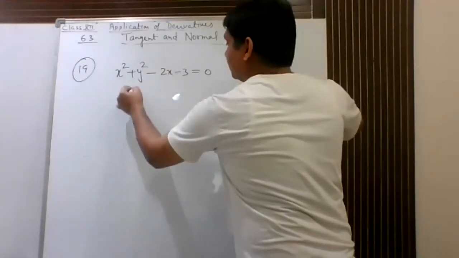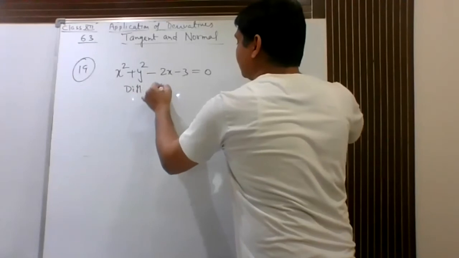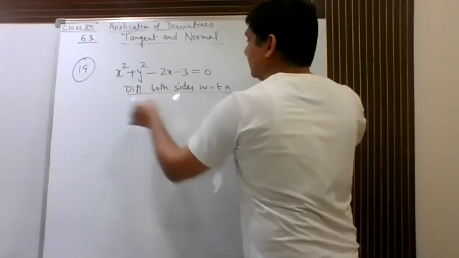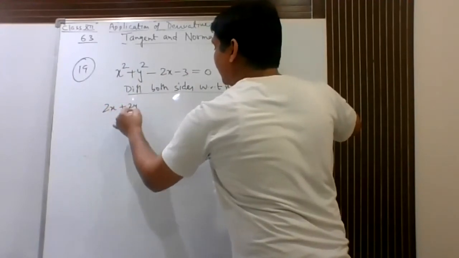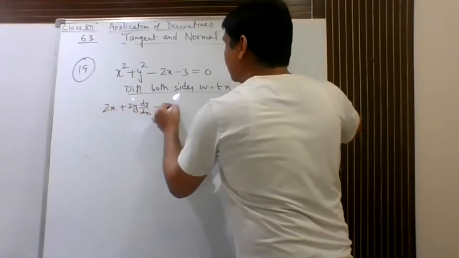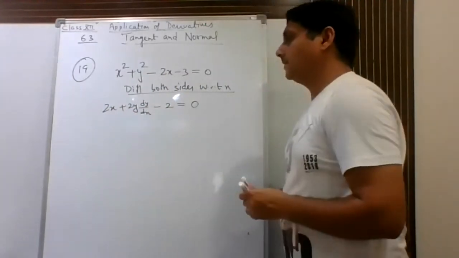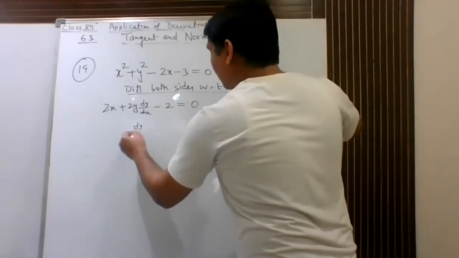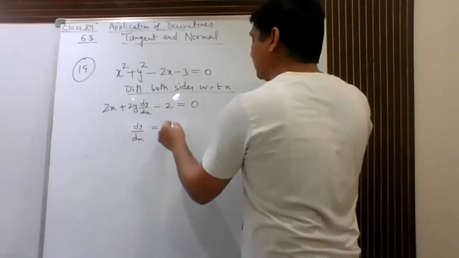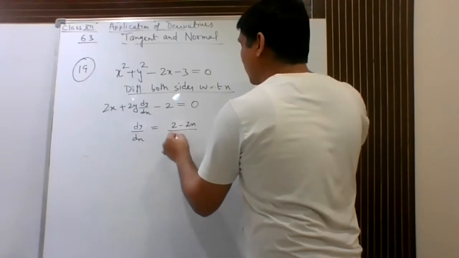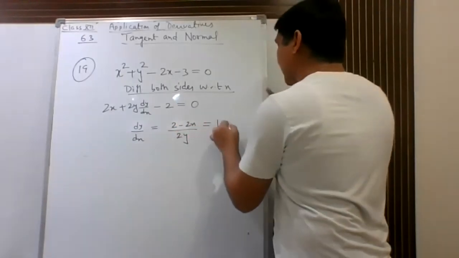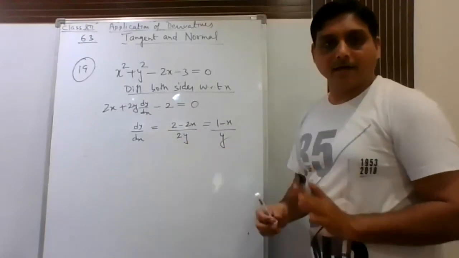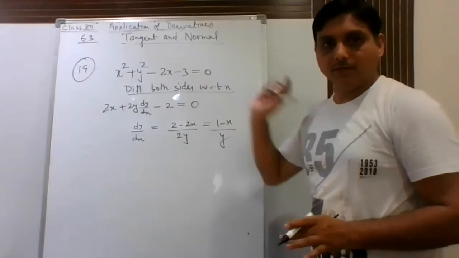So the first step is to find the derivative. Differentiate both sides with respect to x. This will be 2x plus 2y dy upon dx minus 2, that is equal to 0. After that, you can rewrite this as dy upon dx is equal to (2 minus 2x) upon 2y. So that can be written as (1 minus x) upon y. So this is the slope of the tangent at any arbitrary point for this curve.